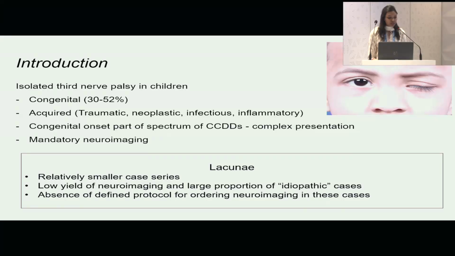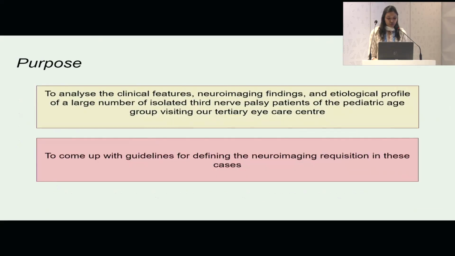Also, the standard dictums that we use for adults in terms of pupillary involvement do not apply to pediatric cases, because they can have pupillary involvement and features of aberrant regeneration. So neuroimaging becomes mandatory for these children. The lacunae in this area are the relatively smaller case series in existing literature and the low yield of neuroimaging that has been defined. Also, there is an absence of a defined protocol for ordering neuroimaging in these cases. So the purpose of the current study was to understand the clinical features, the neuroimaging findings, and the etiological profile of these patients at our tertiary care referral center, and to define guidelines for neuroimaging requisition in these cases.